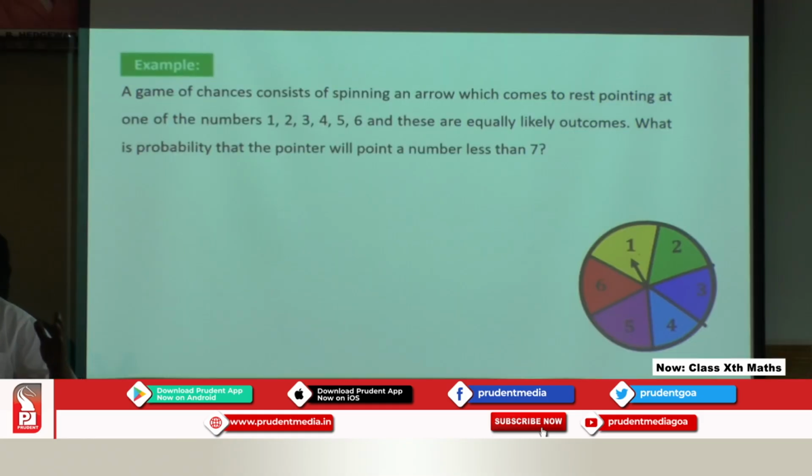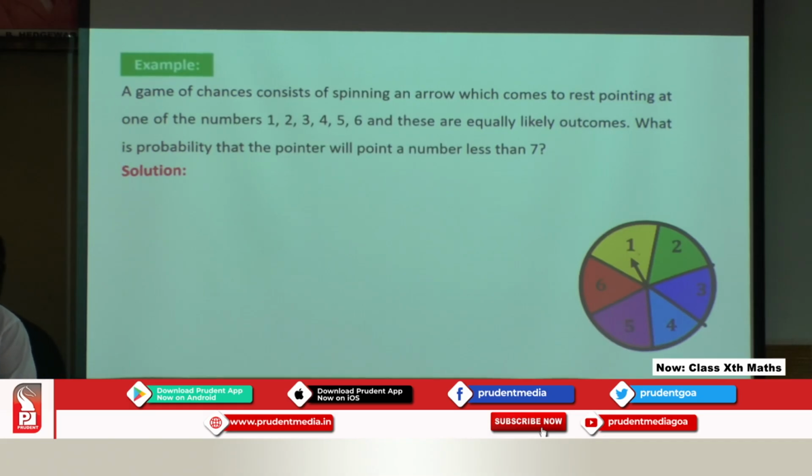A game of chances consists of spinning an arrow which comes to rest pointing at one of the numbers 1, 2, 3, 4, 5, 6, and these are equally likely outcomes. What is the probability that a pointer will point to a number less than 7?